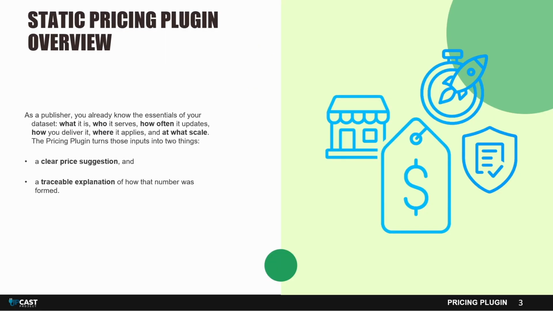Let's begin by understanding what we mean by static pricing. When I say static pricing, I mean a stable mapping from descriptive metadata to a price suggestion, with no real-time usage signals. This is ideal for catalogs, proposals, early GTM, and internal guardrails where you need consistency and explainability.